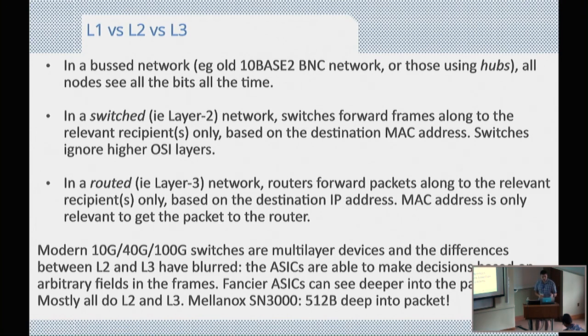And you know, we talk about these layers, but it turns out the way modern switches are built, they're all multi-layer devices, and the differences between layer 2 and layer 3 in terms of the ASICs is very blurred. These ASICs make decisions based on arbitrary fields in these frames. And the fancier your ASIC, the deeper into these frames they can see to make these decisions. For example, here, the Mellanox SN3000, that's the current new range of parts, can look at the first 512 bytes of the packet and make arbitrary decisions as to what it wants to do with that packet based on any of those 512 bytes. So whether you choose to look at the IP address or the MAC address, that's just a programming thing.